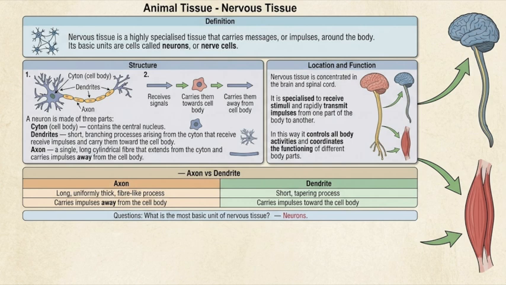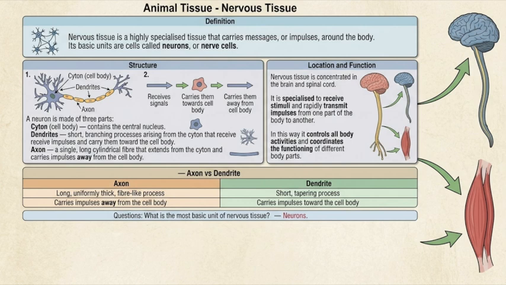Nervous tissue. Nervous tissue is highly specialized tissue that carries messages or impulses around the body. Its basic unit cells are called neurons or nerve cells. A neuron is made up of three parts: a cyton, which is the cell body with the central nucleus; dendrites, short branching processes arising from the cyton that receive impulses and carry them towards the cell body; and the axon, a single long cylindrical fiber that extends from the cyton and carries impulses away from the cell body.